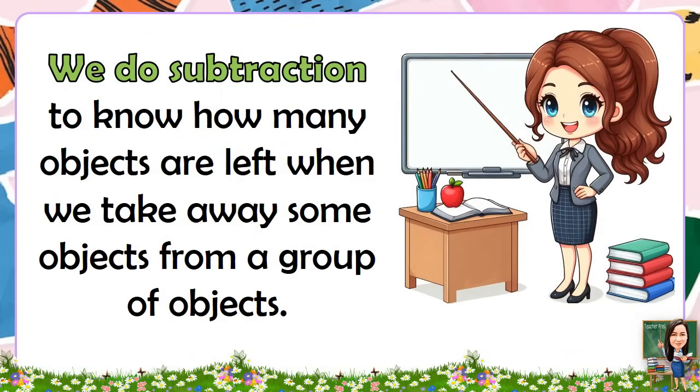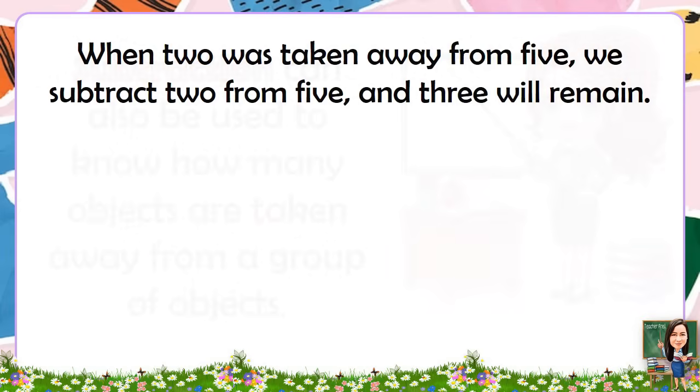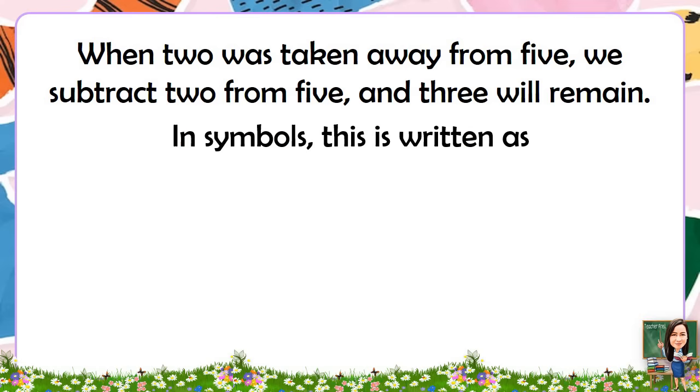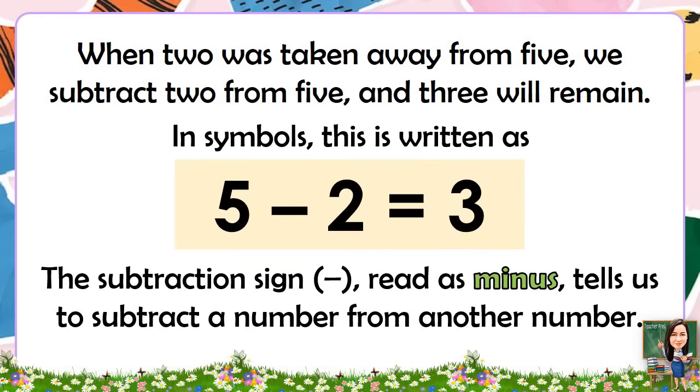We do subtraction to know how many objects are left when we take away some objects from a group of objects. Subtraction can also be used to know how many objects are taken away from a group of objects. When 2 was taken away from 5, we subtract 2 from 5 and 3 will remain. In symbols, this is written as 5 minus 2 equals 3. The subtraction sign, read as minus, tells us to subtract a number from another number.